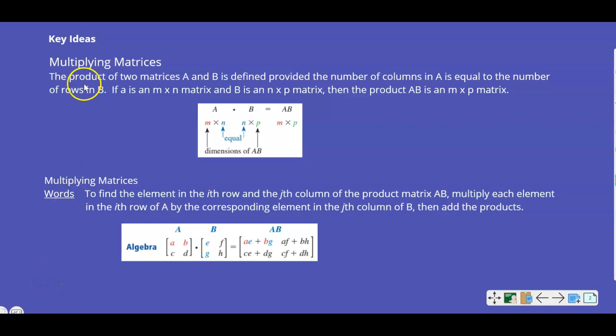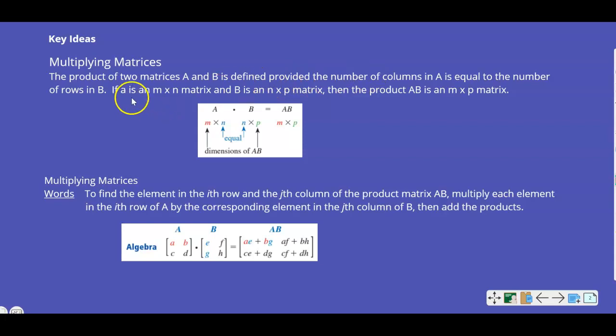All right, key idea. This is a little different than adding and subtracting matrices. Remember, when adding and subtracting matrices, you had to have the same size matrix. Multiplying is a little different, so pay attention. The product of two matrices, A and B, is defined provided the number of columns in A is equal to the number of rows in B.